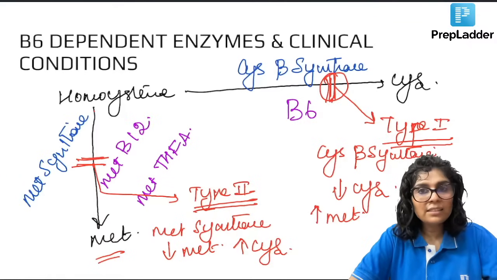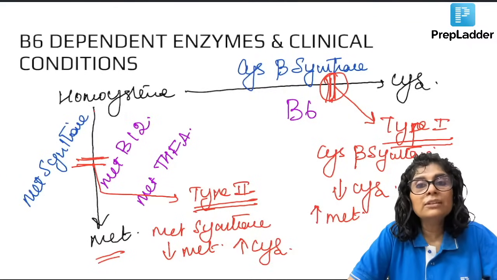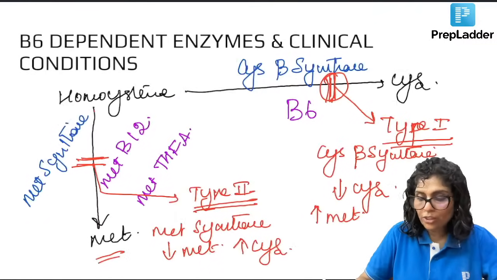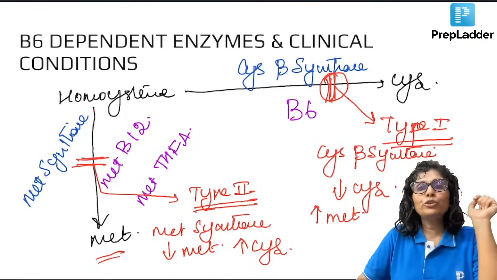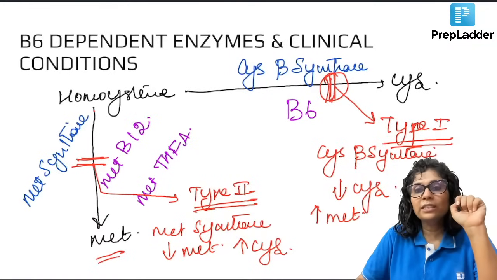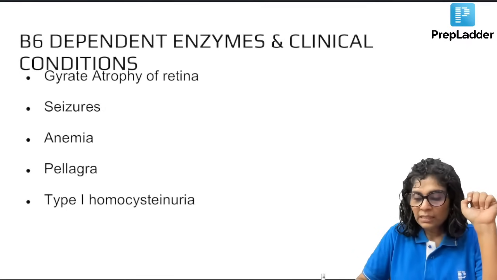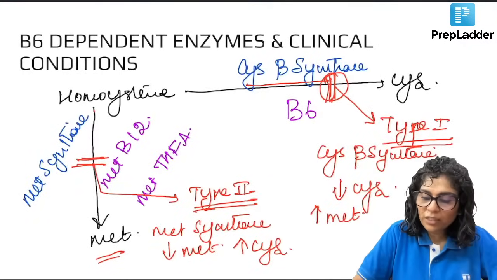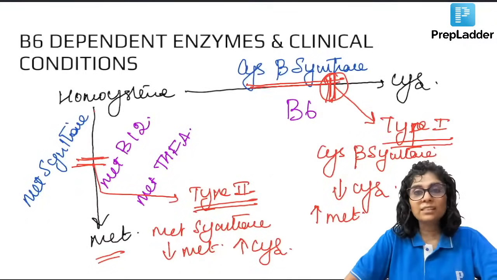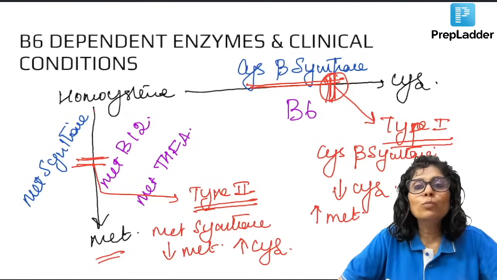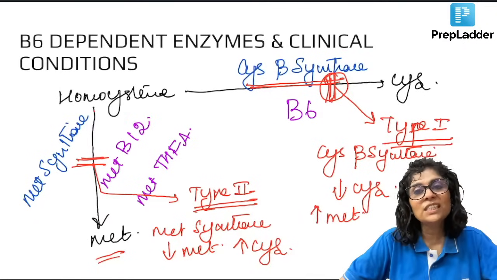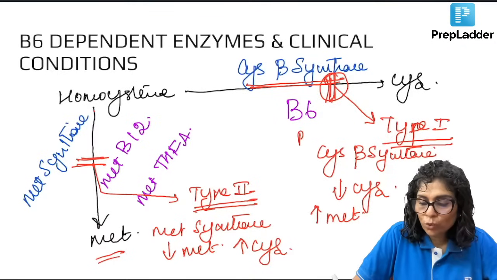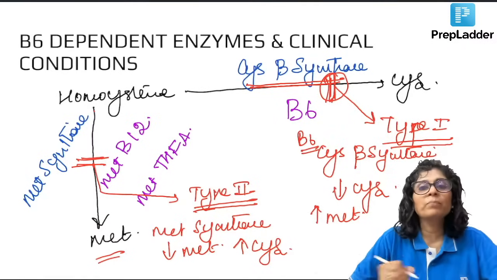Do you understand this? So can you all tell me the differences between type 1 and type 2 homocystinuria? Type 1 homocystinuria is because of the defect of cystathionine beta synthase. And in type 1 homocystinuria, you see low cysteine and high methionine. Type 1 responds to B6 administration.